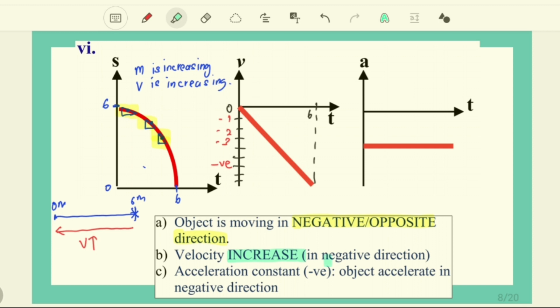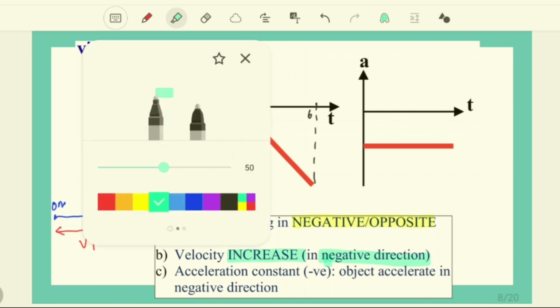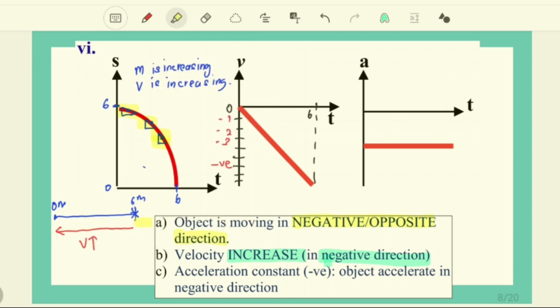But the value is negative because of the negative direction. Okay, maknanya dia bergerak tadi, patah balik. Dia patah balik ke sini. Negative direction tapi dia punya velocity bertambah semakin laju sampai dekat starting point 0 meter.